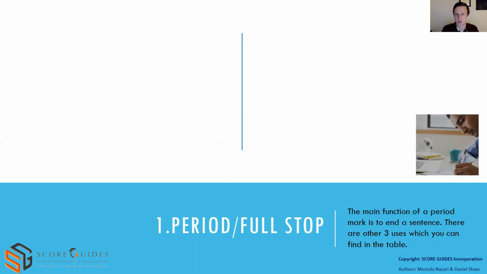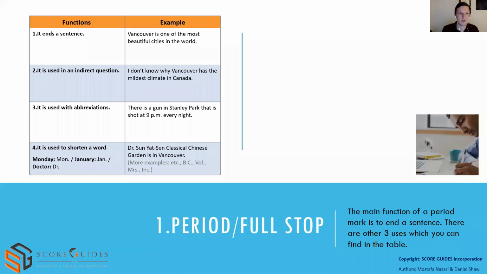So the main function of a period mark is to end a sentence. There are three other uses which you can find in the table. So the table here shows the period or the full stop in use. So the first function is that it ends a sentence. So the example we have here, Vancouver is one of the most beautiful cities in the world. Secondly, it's used in an indirect question. I don't know why Vancouver has the mildest climate in Canada.